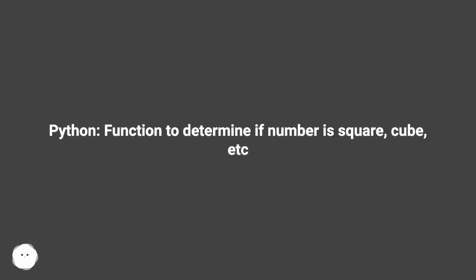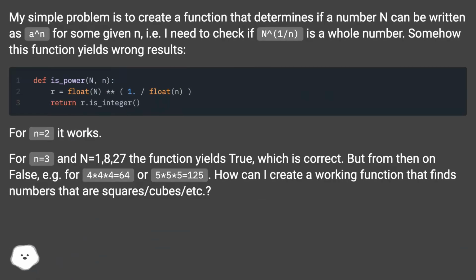Python. Function to determine if number is square, cube, etc. My simple problem is to create a function that determines if a number n can be written as a to the power of n for some given n, i.e. I need to check if n^(1/n) is a whole number. Somehow this function yields wrong results.